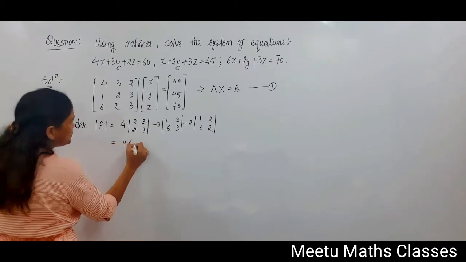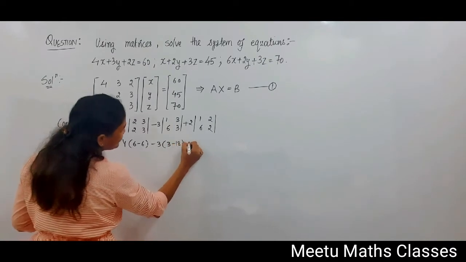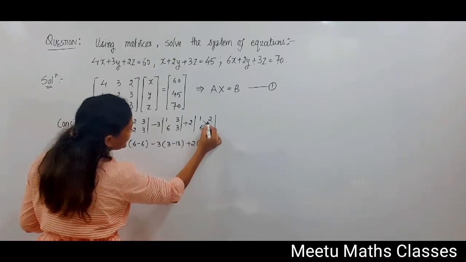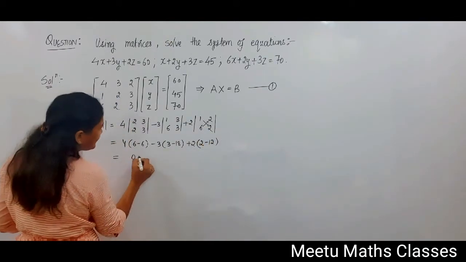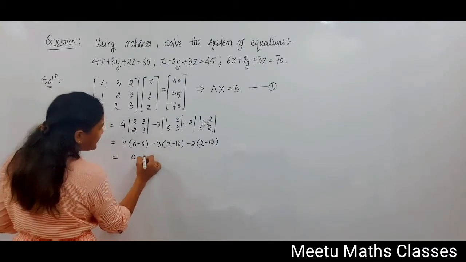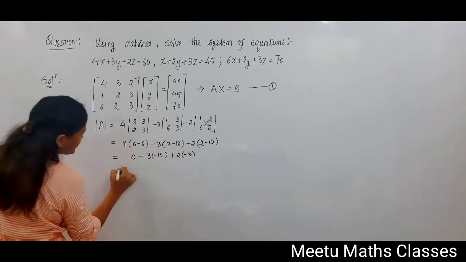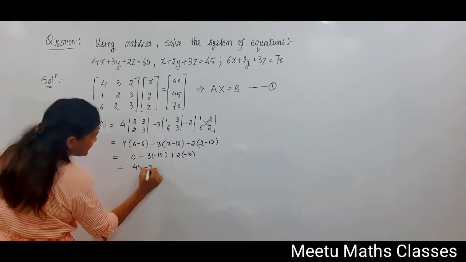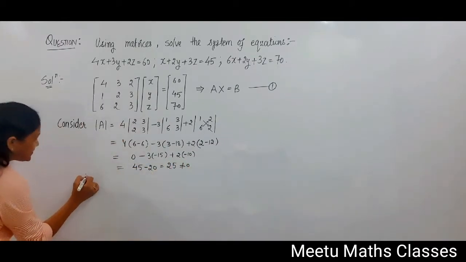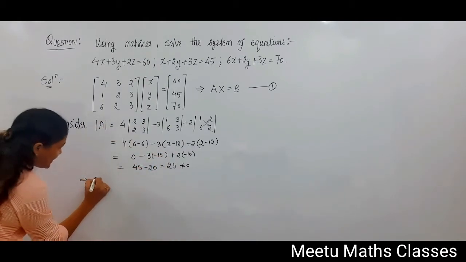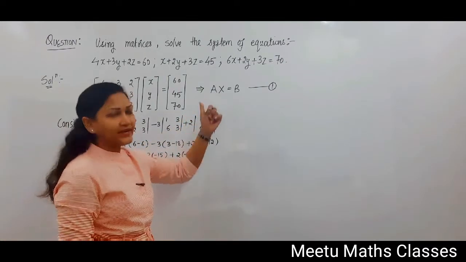And this is equal to 4 into (6 minus 6), minus 3 into (3 minus 18), plus 2 into (2 minus 12), and that is 0, minus 3 into minus 15, then 2 into minus 10. So this is 45 minus 20, that is 25, which is non-zero. Since determinant A is non-zero, that implies that A inverse exists. And since A inverse exists, we have to first find the inverse.